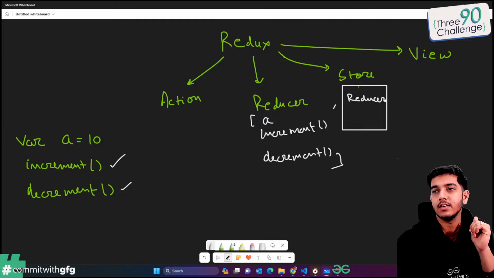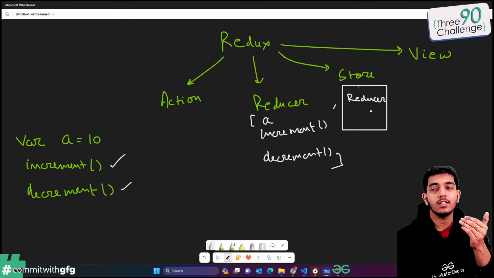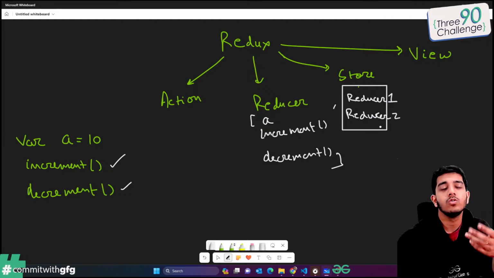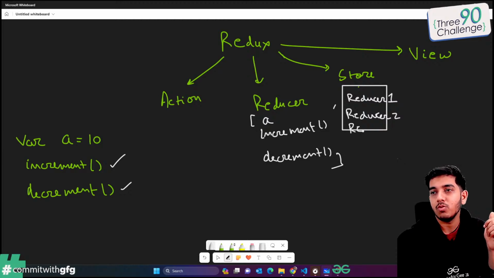That's it. You can have multiple reducers inside a store. You can have one reducer, and another reducer for login. One reducer was incrementing and decrementing the value. A third reducer can be storing the value of cart items. You can keep a record of cart items, so we're going to have another reducer. So you can have multiple reducers inside a store, and reducers can contain anything.